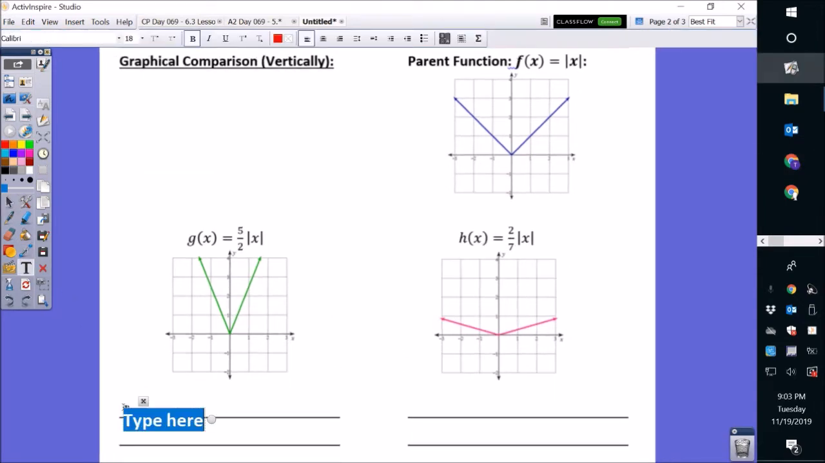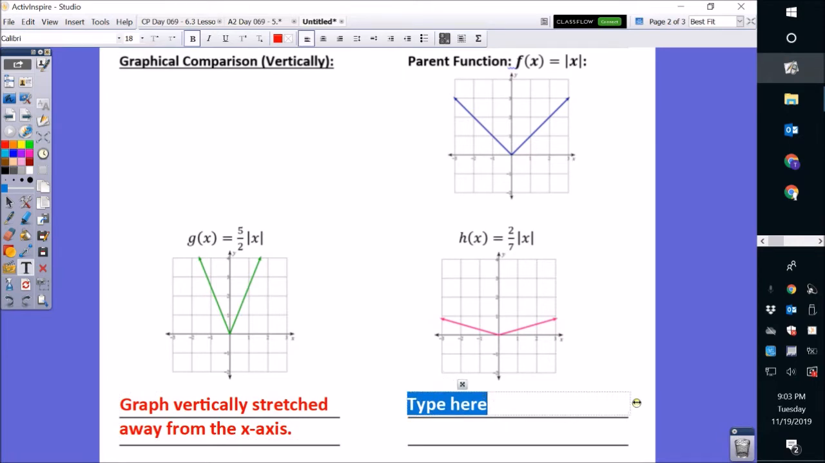So for the bottom left graph, I could say the graph vertically stretches away from the x-axis. Then for the bottom right graph, you could say the graph vertically compresses towards the x-axis.